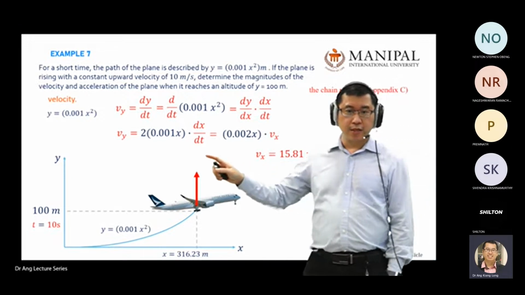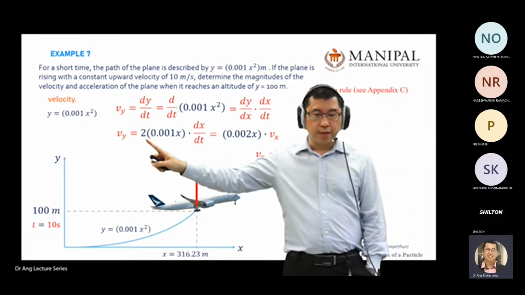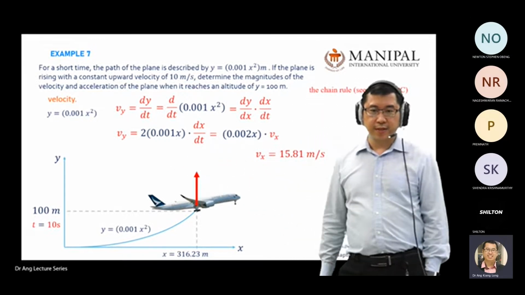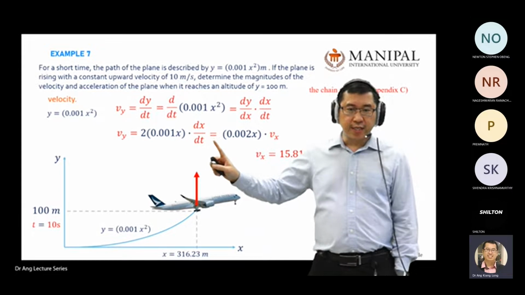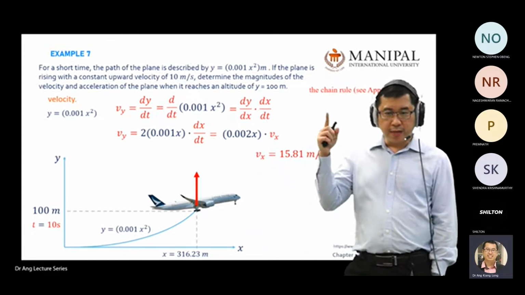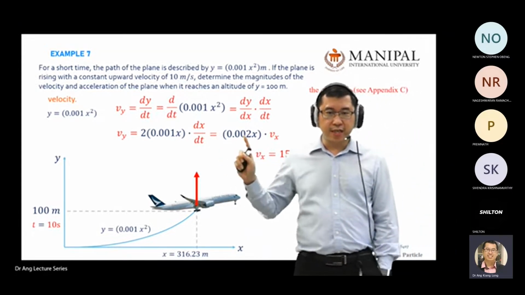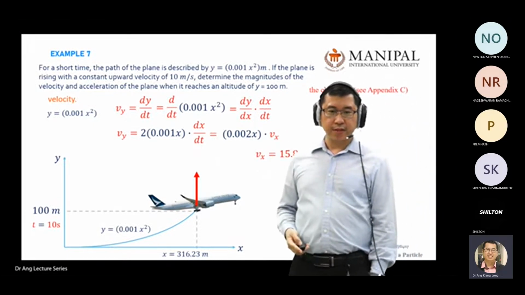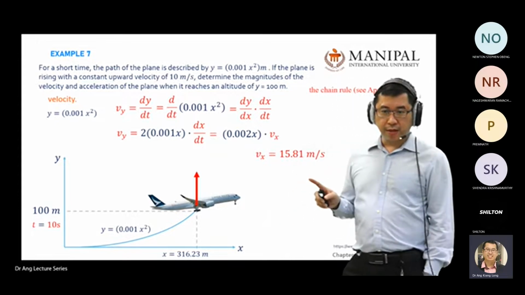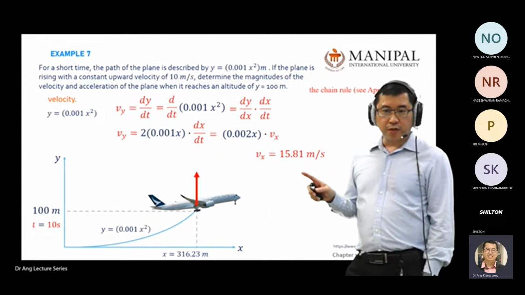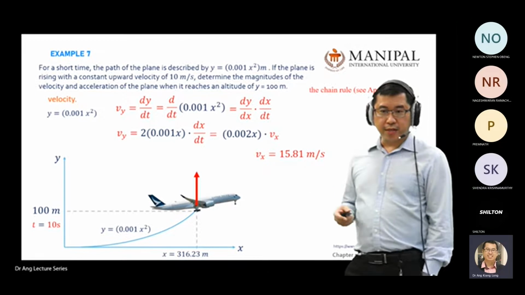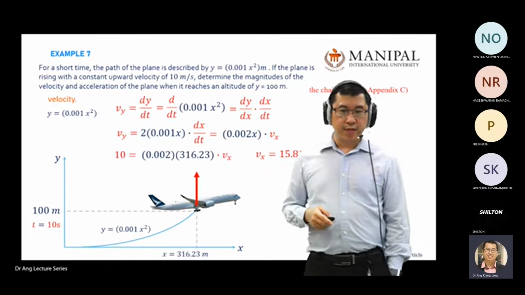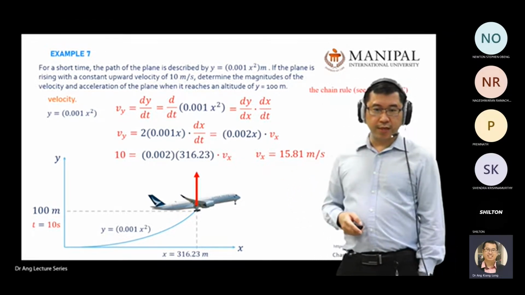Okay, so you expand the answer. 2 multiplied by this one, you get this one. dx/dt, recall what dx/dt is. dx/dt is your Vx, velocity in the x direction. And what is your Vx? Just now you defined what your Vx is, right?